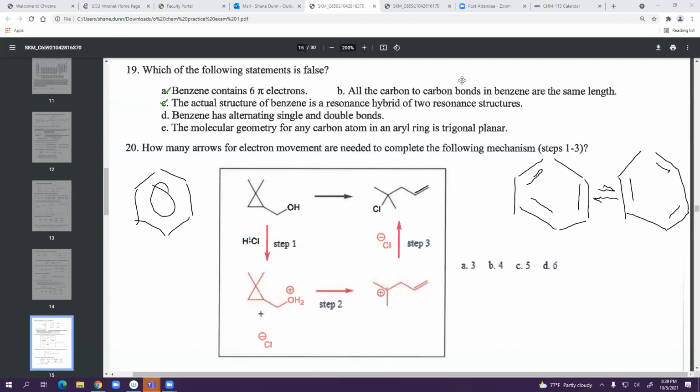Benzene has alternating single and double bonds. True or false? That's false. Because it's always in resonance, there is no single bonds. It's all double bonds. Does that make sense? That's why I like using benzene like this guy right here. Because I know that it's always with double bonds. That's why benzene is very, very stable. Okay.